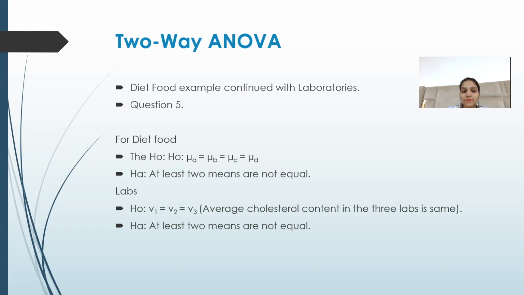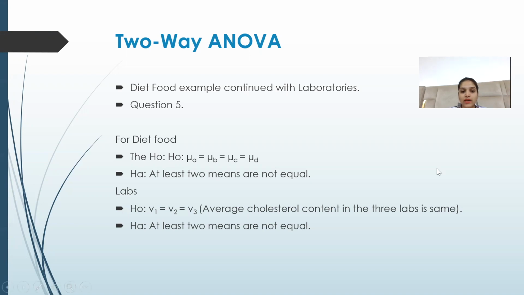Similarly, for labs, I will be having my second null hypothesis. Mean of lab 1 equals mean of lab 2 equals mean of lab 3, which means average cholesterol content in the three labs is same. My alternate hypothesis will be at least two means are not equal.